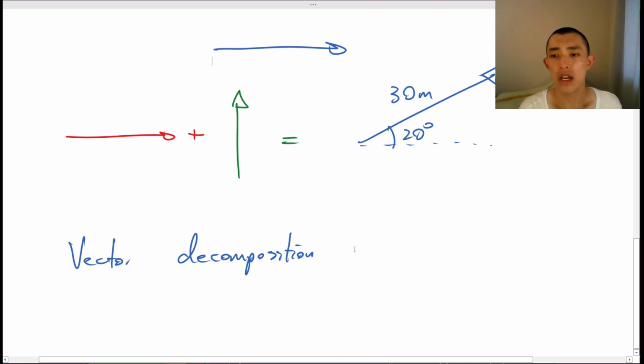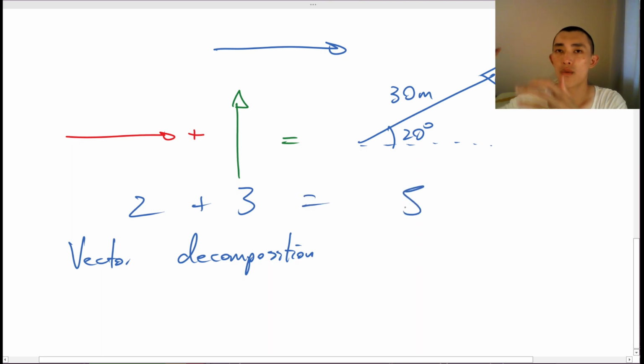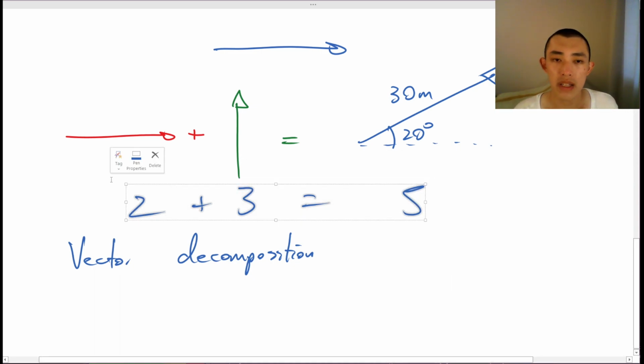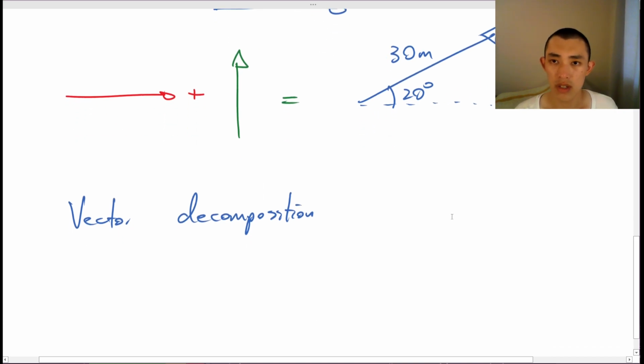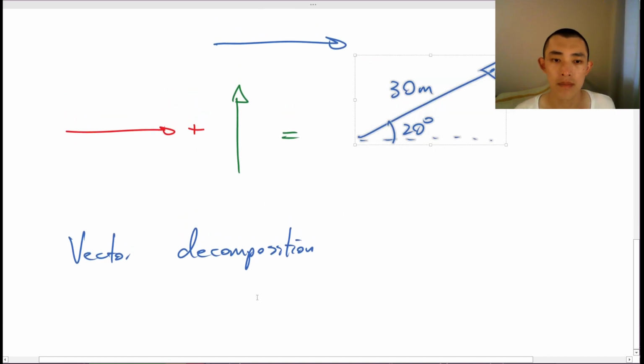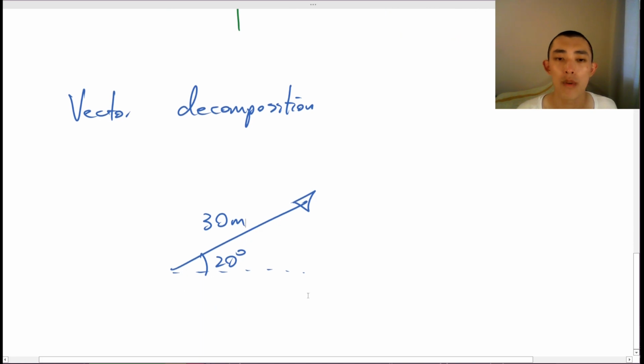And that makes sense. You can imagine if I added two numbers together, 2 plus 3, it gives you 5. I can go from 5 and say, hey, look, this 5 is made of a 2 and a 3, right? So that's all vector decomposition is. So let me grab this vector and we're going to perform vector decomposition on it, right?